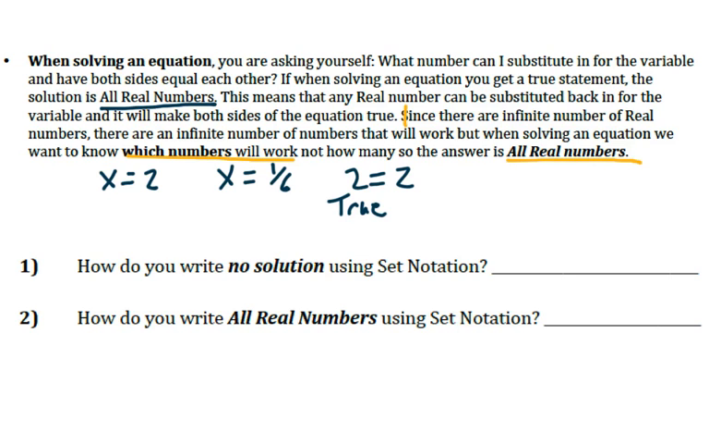So how do we write this using set notation? We're looking at number 2. When we write set notation, remember we have our braces. And inside, when we do all real numbers, we have that fancy R. If it's a no solution, what am I going to have in my braces? Well, nothing, because there's nothing that works as a solution. So this is how we write no solution in set notation and all real numbers in set notation.